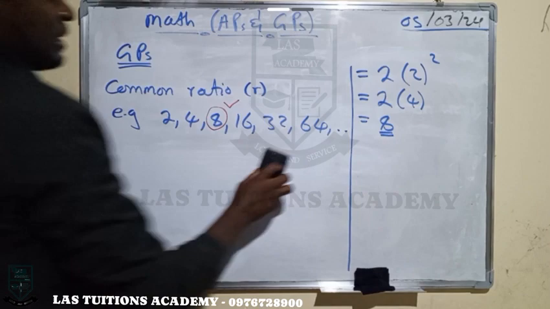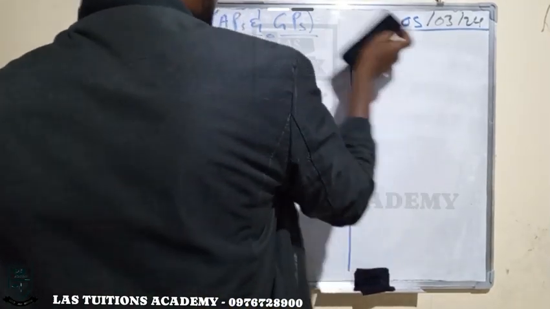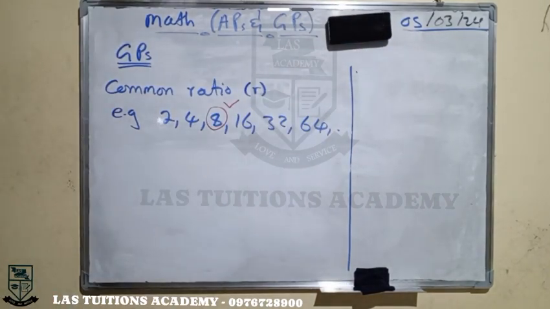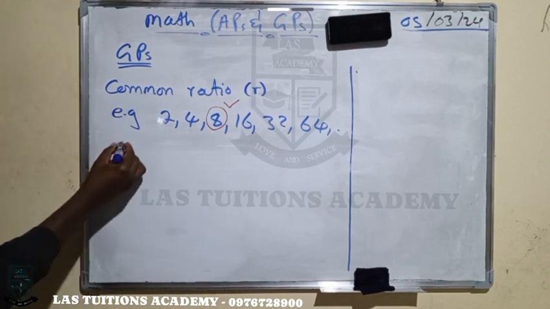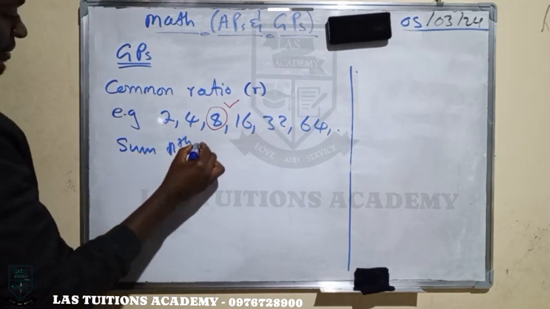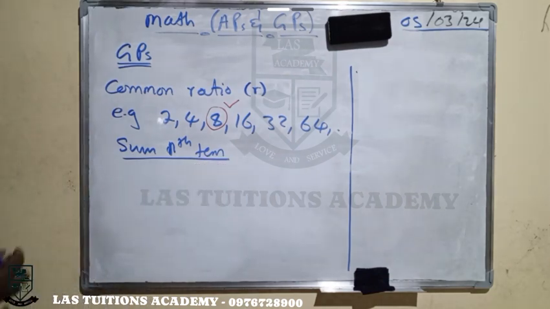So let's move to the other part where we find the sum to nth term. So we're saying sum to nth term. Okay. So now there are two formulas here for finding the sum to the nth term. There are two formulas. Pay particular attention.